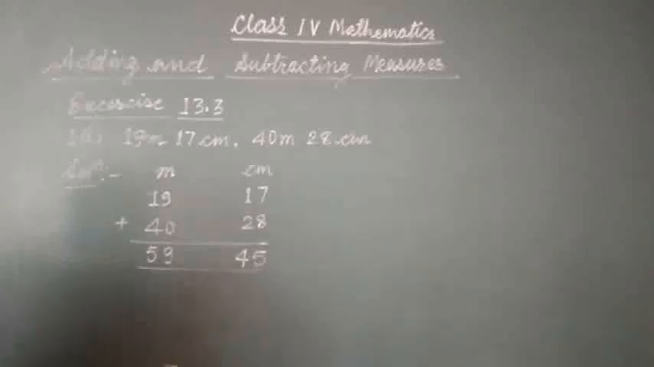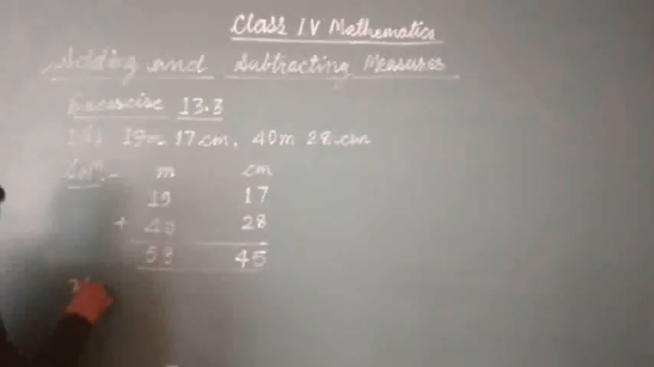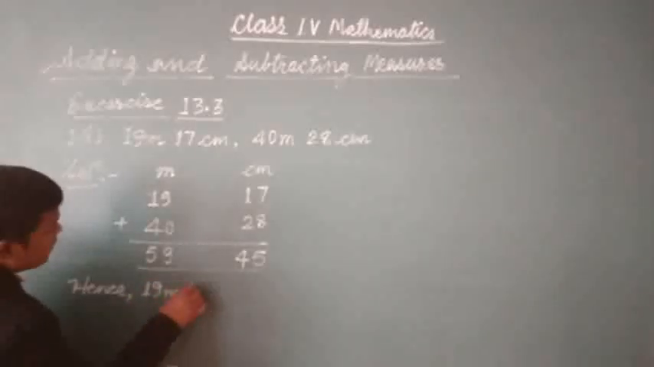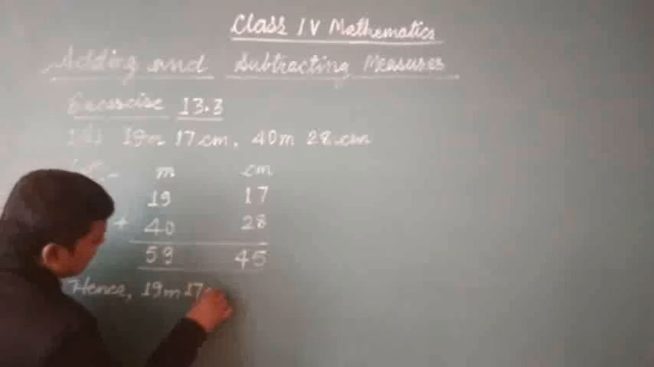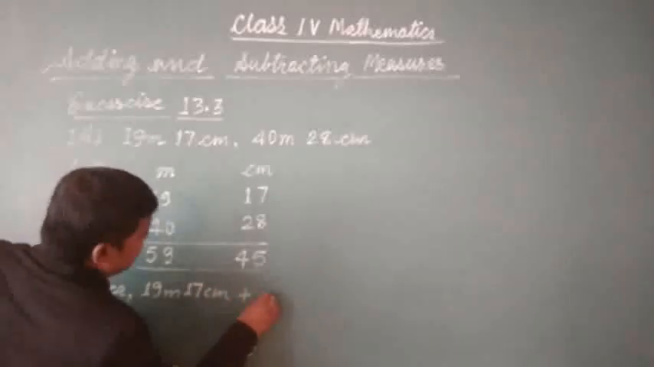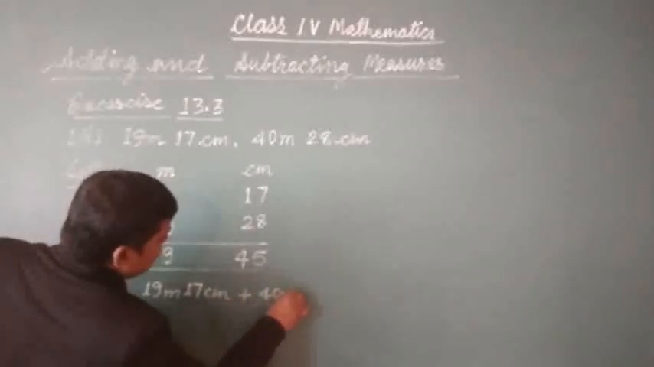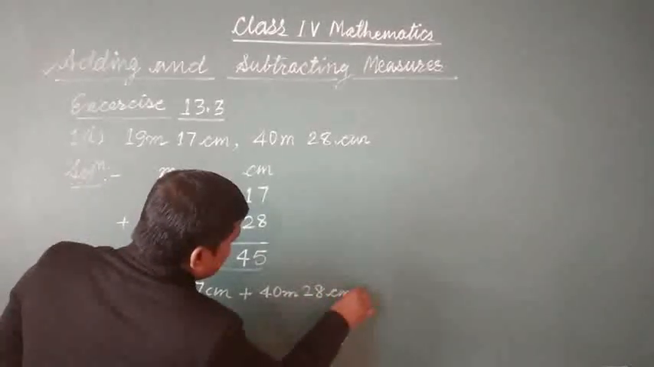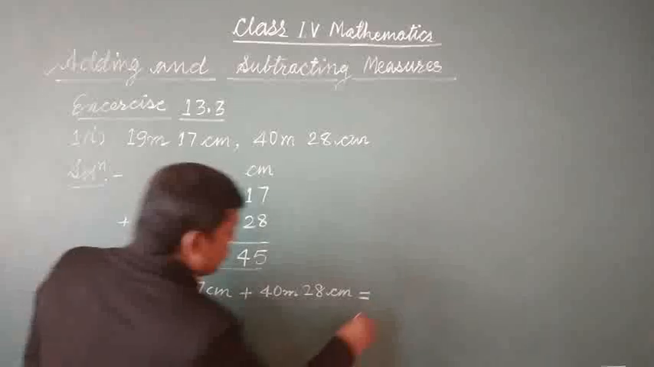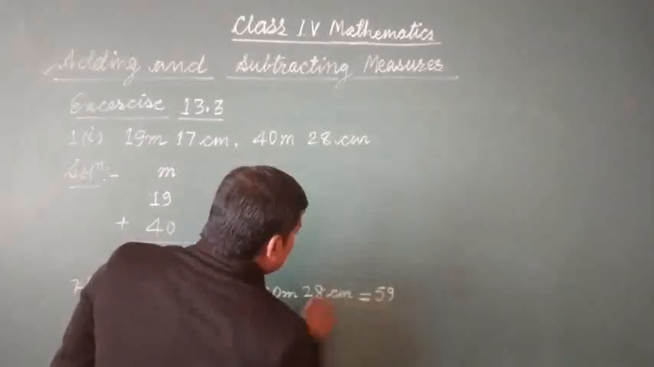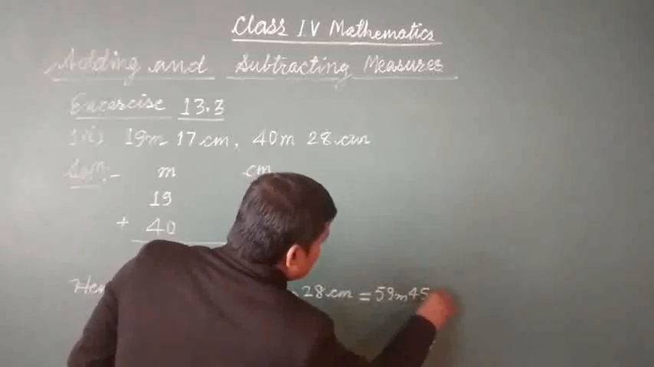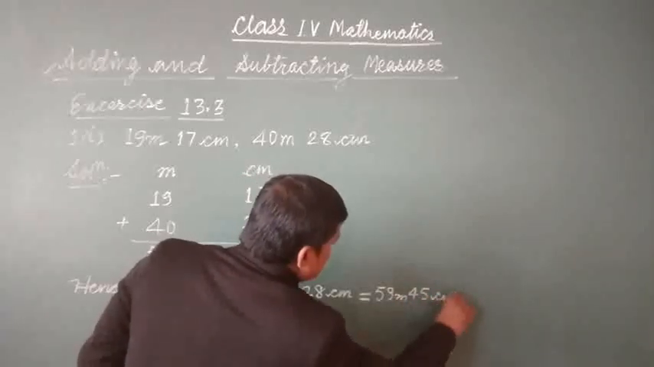We can write here, hence 19 meter 17 centimeter plus 40 meter 28 centimeter is equal to 59 meter, 45 centimeter, answer.